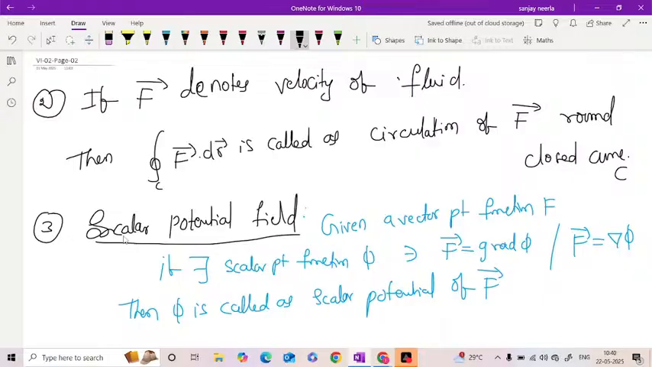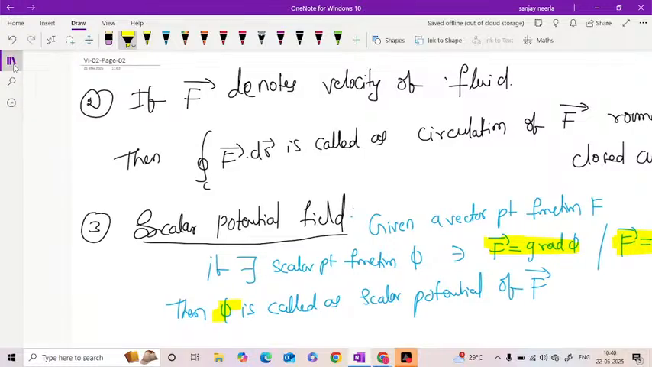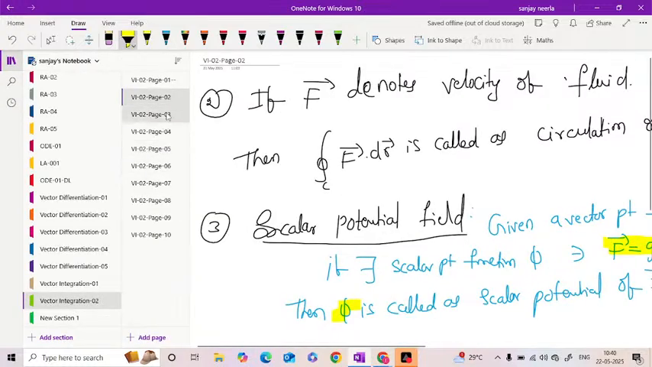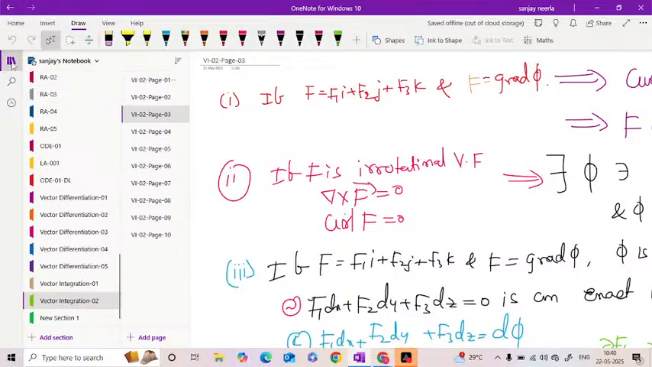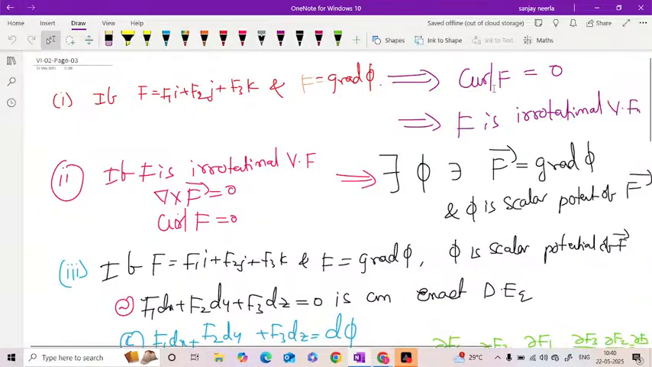The scalar potential field. So what is the definition of the scalar potential field? Given a vector point function F, there exists a scalar point function phi such that F is equal to gradient of phi, or F is equal to del phi. So here this phi is called the scalar potential of the vector point function F. And here we have the properties. What are the properties here? We know that F is a vector point function.